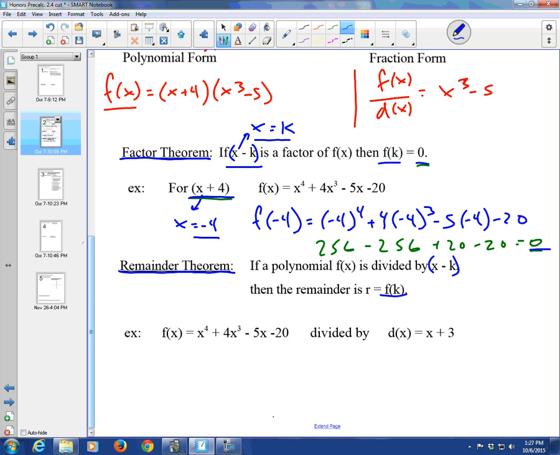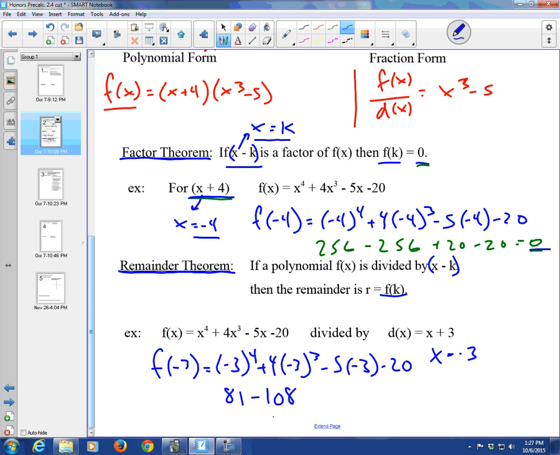And right here, we can take a look at our first example with synthetic division. Take the 0, x equals negative 3, plug it into f of x, so we get f of negative 3 equals negative 3 to the 4th power plus 4 times negative 3 to the 3rd power minus 5 times negative 3 minus 20. And right here, when we do this out, we're going to get 81 minus 108 plus 15, and then minus 20, and that is going to give us a negative 32 once we add up all those together, which we knew to be our remainder from our synthetic division above.